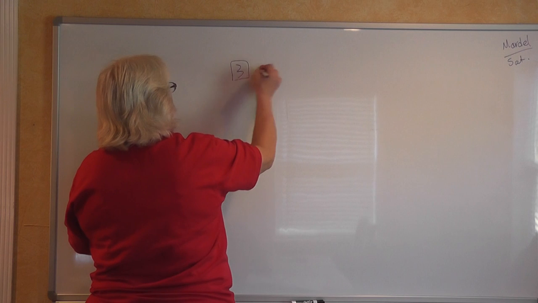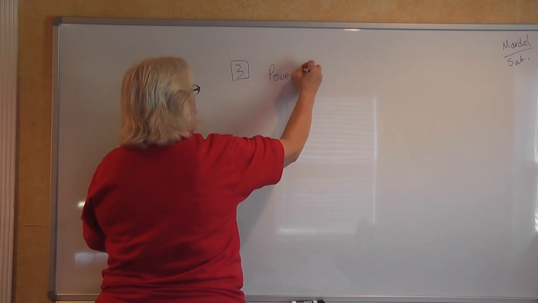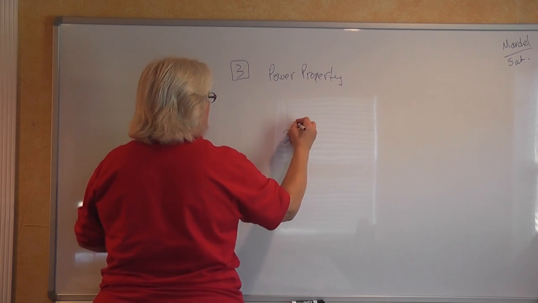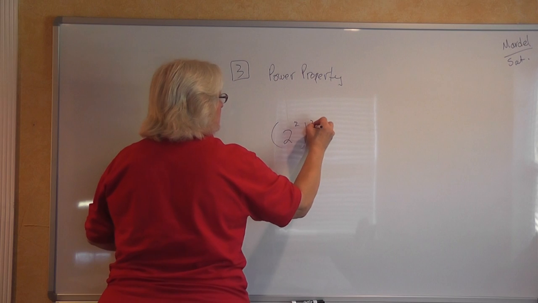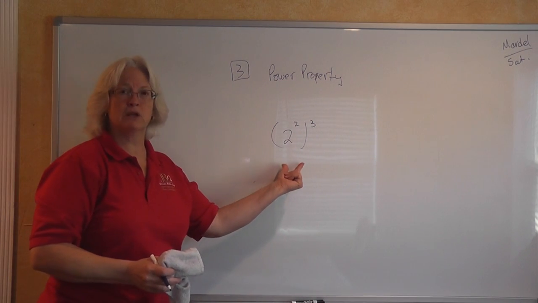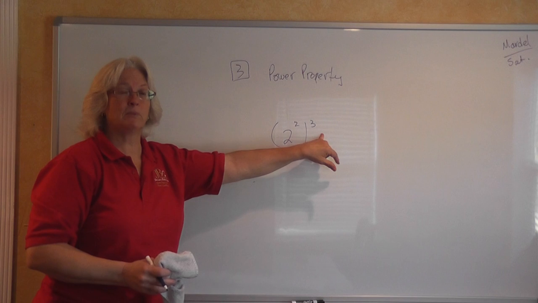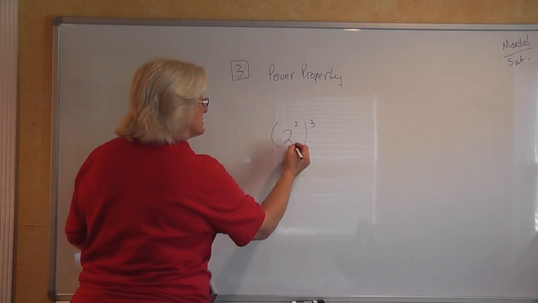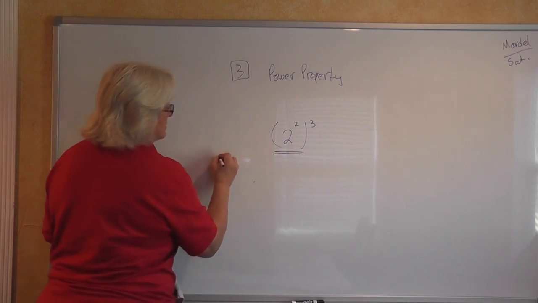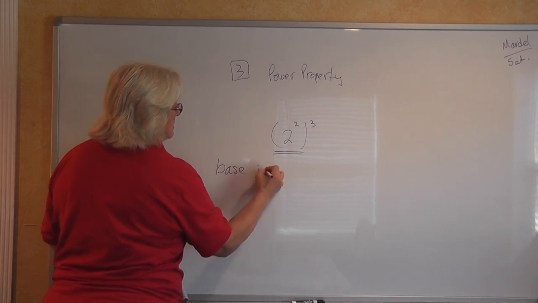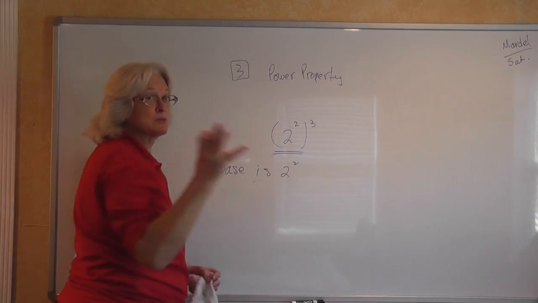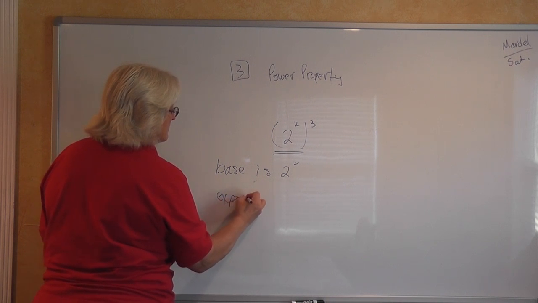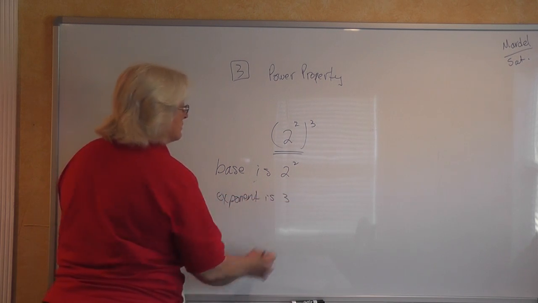Third one that you have to memorize, power property. What happens if we say 2 squared, cubed? We're going to take an exponential expression and raise it to a power. Let's remember what this exponent means. What's the base here? The base is 2 squared, because we have these parentheses. What is the exponent? The exponent is 3.